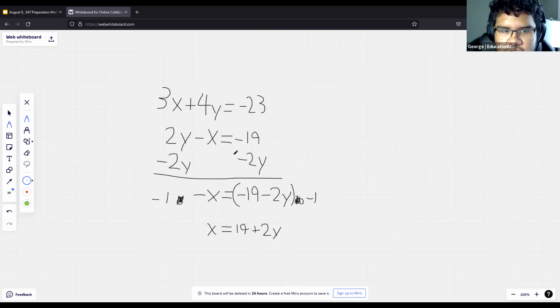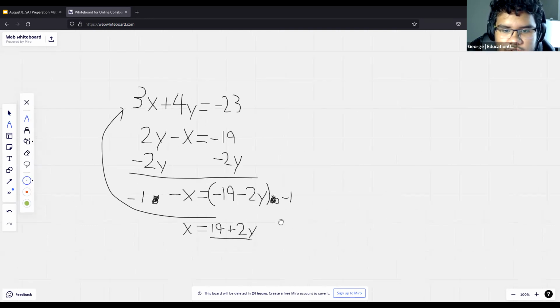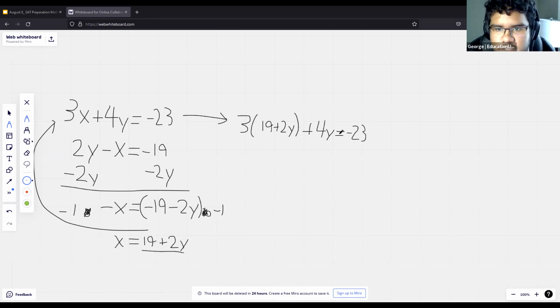Now that we solved x from the second equation in terms of y, we can plug this value into the first equation in place of x in the 3x. So let's see what that would look like. What we get by doing that is 3 times (19 plus 2y) plus 4y equals negative 23. It may not look all that pretty, but as we simplify this, it'll work itself out and look nicer.